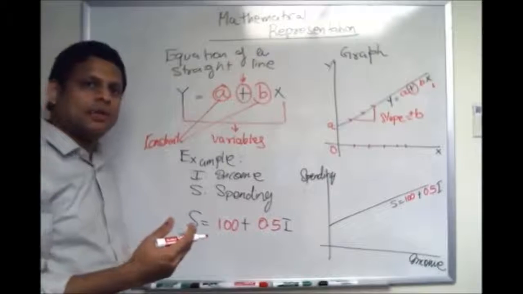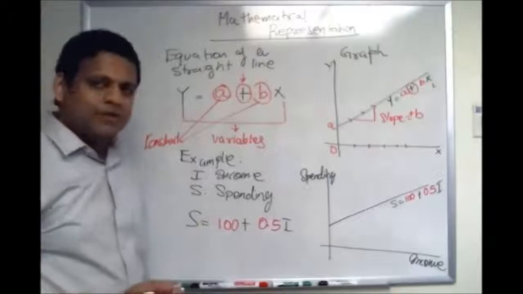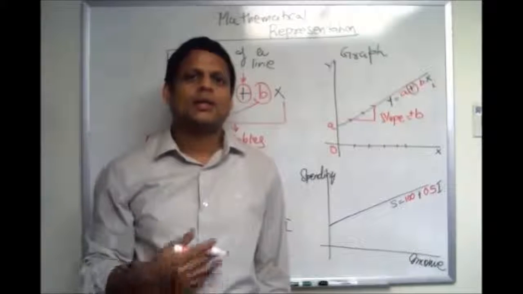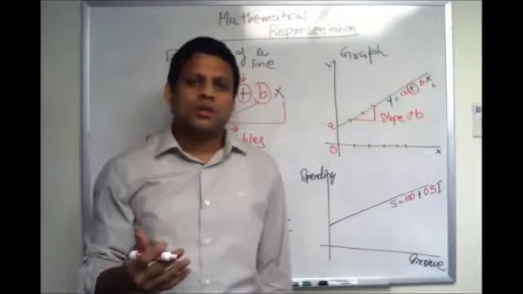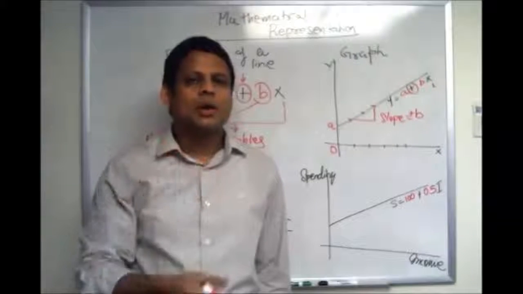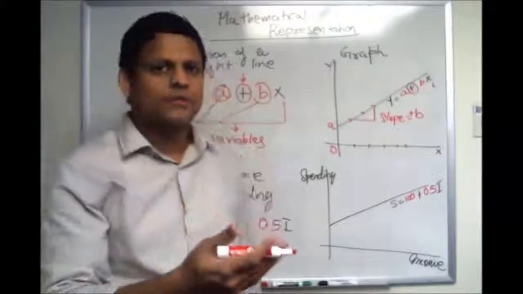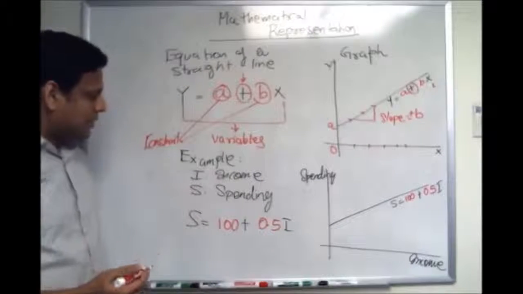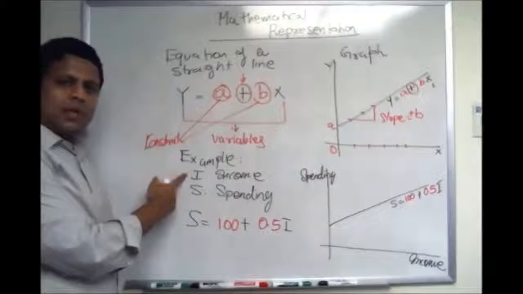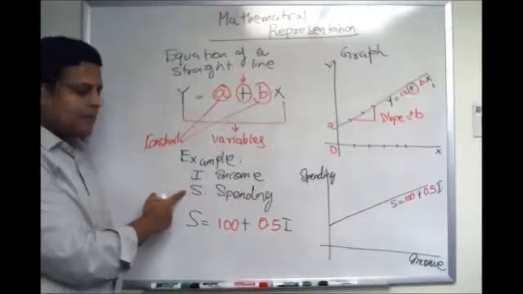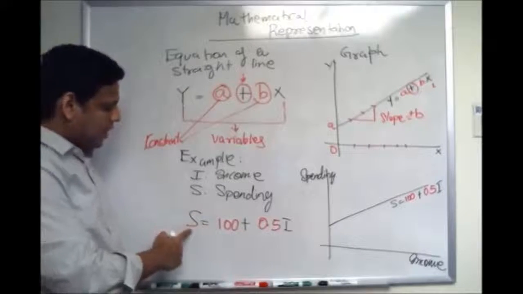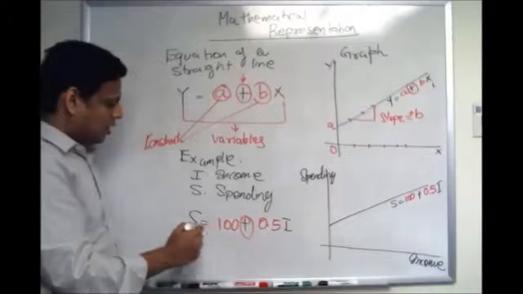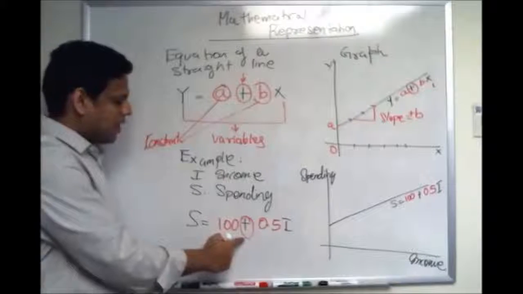Let's consider an example of income and spending. What would you expect? You would expect that income and spending are positively related. The more you make, the higher your spending. So at higher levels of income, you will be spending more. Here's a simple example. I represents income and S represents spending. The spending depends on income, and there is a positive relationship between spending and income, so there is a plus sign.